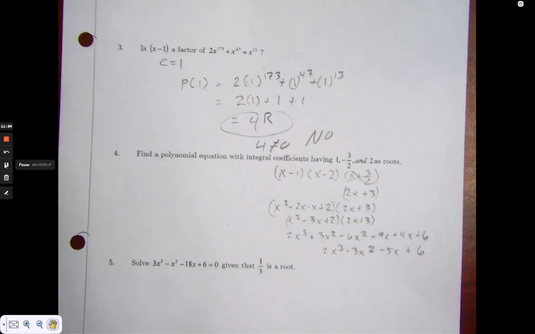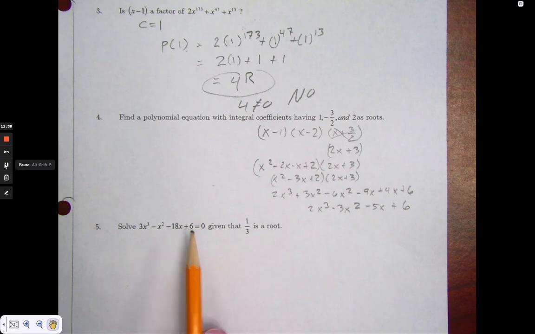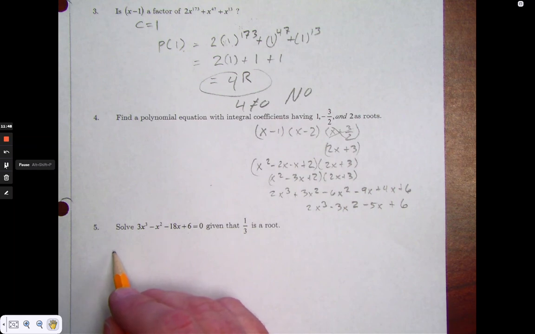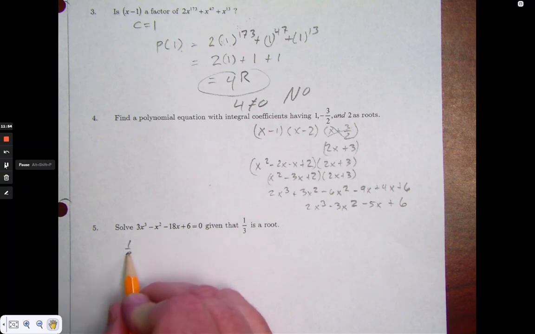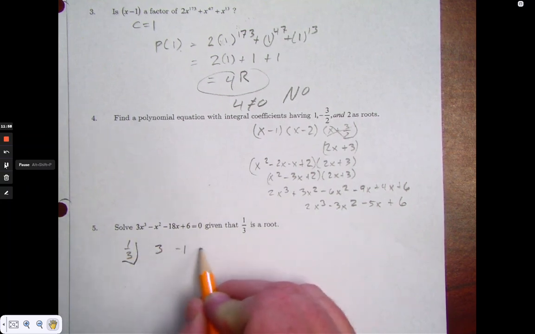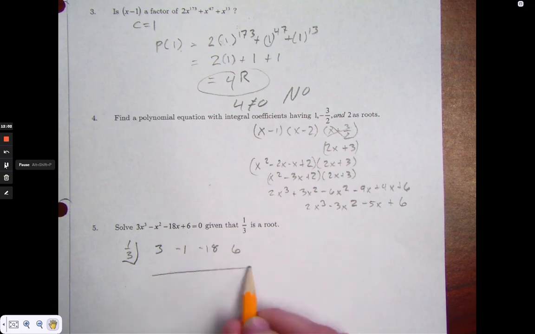Okay, now on number 5, they're going to give us this big long thing, and then they're going to tell us this is one root. They want us to find the other roots. So since we know this is a root, we know that that will work as a c value. So if we put that in for our index value here, we have our 1/3 for our index, and then we do 3, negative 1, negative 18, and 6 for our coefficients.